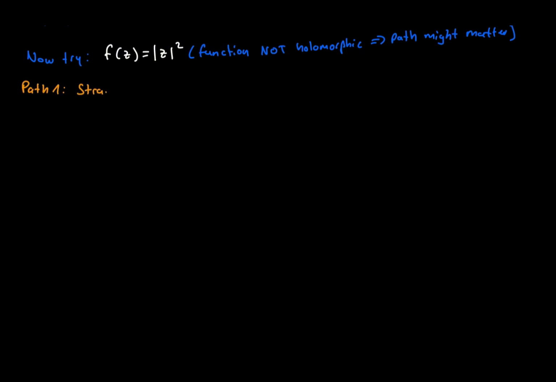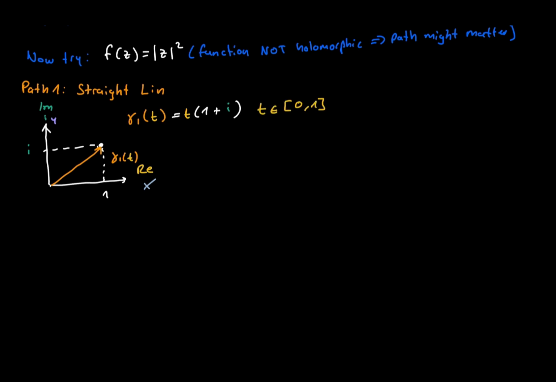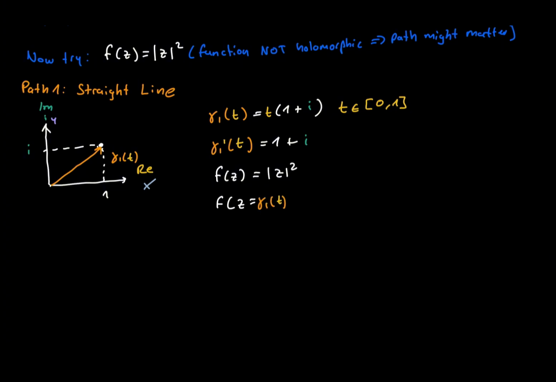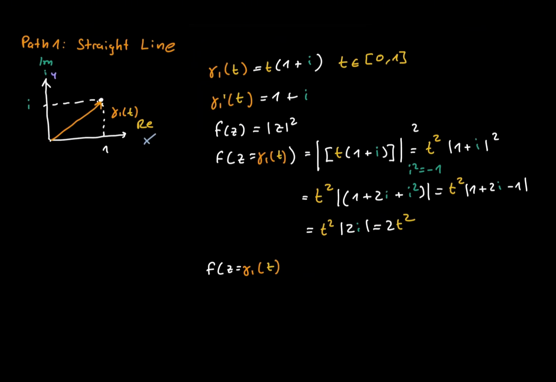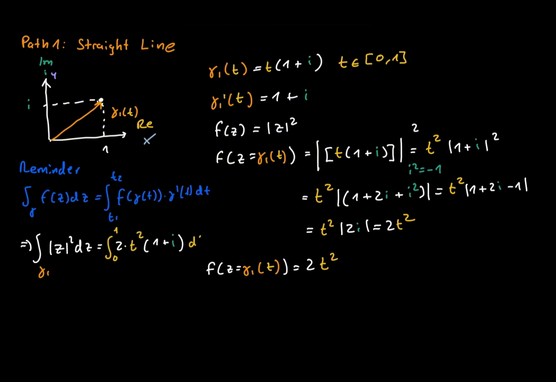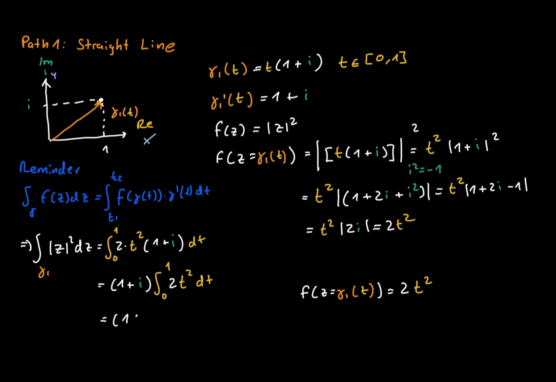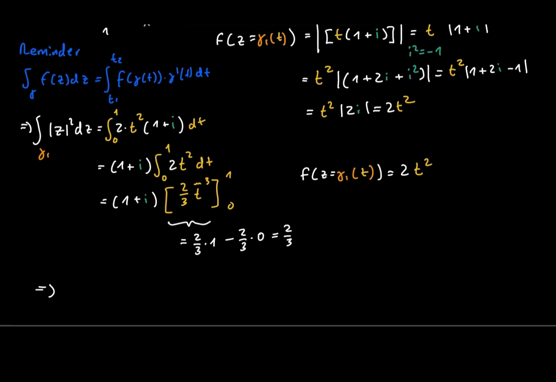First, we take the straight line. We parametrize it as gamma of t equals t times 1 plus i. The derivative is 1 plus i. Now we compute the function. The magnitude squared of t times 1 plus i is 2t squared. Now we multiply. We get 2t squared times 1 plus i. Now we integrate. This gives 2/3 times 1 plus i.